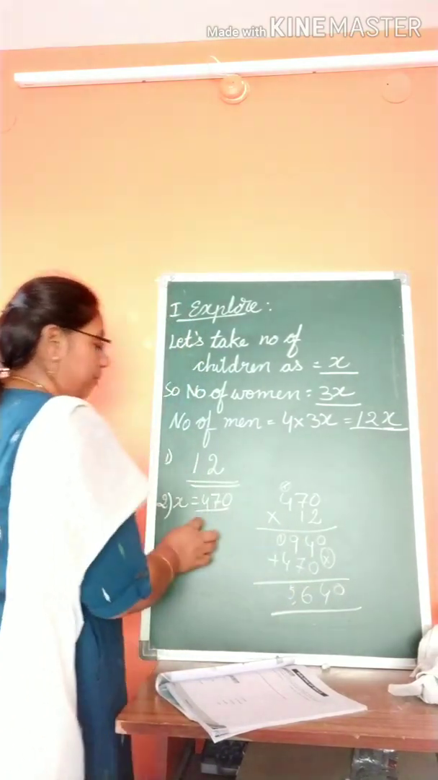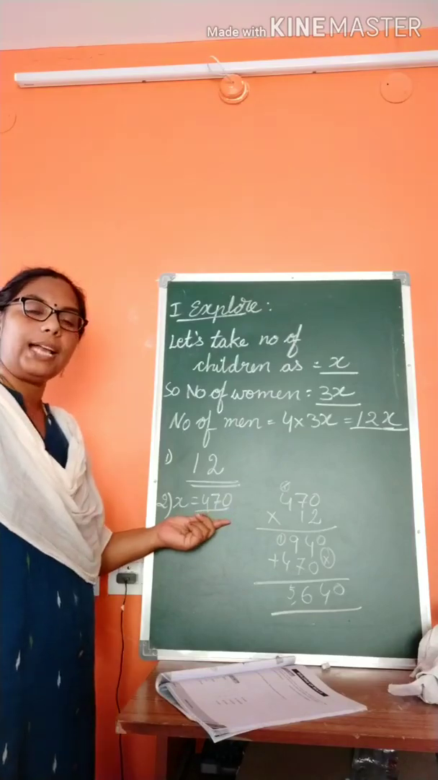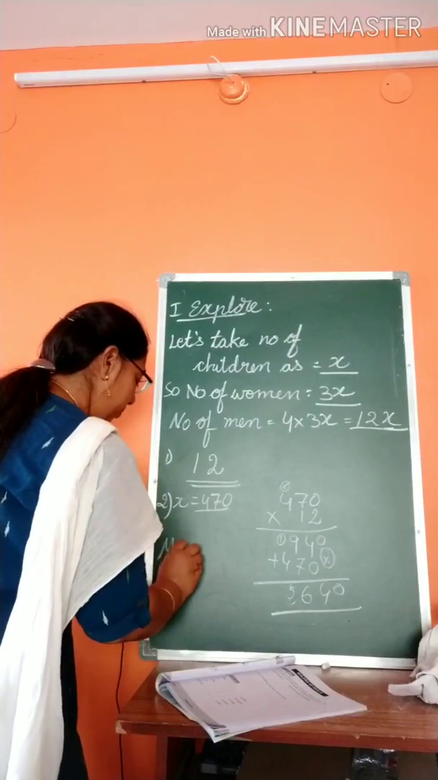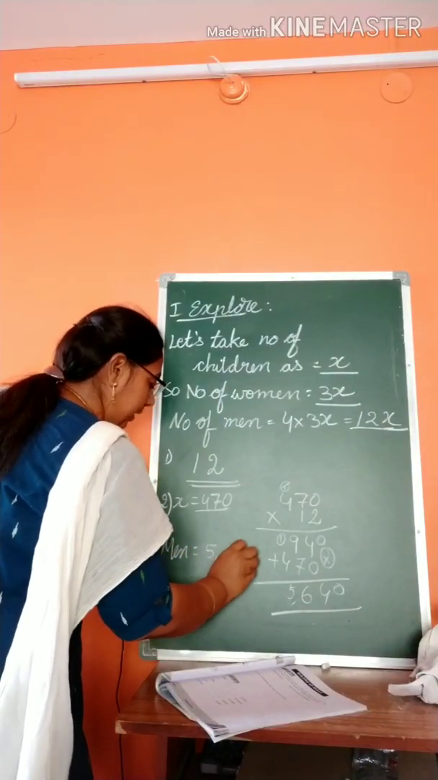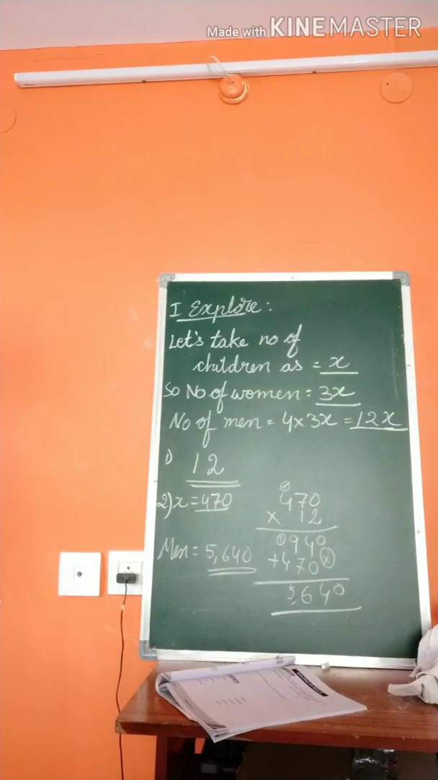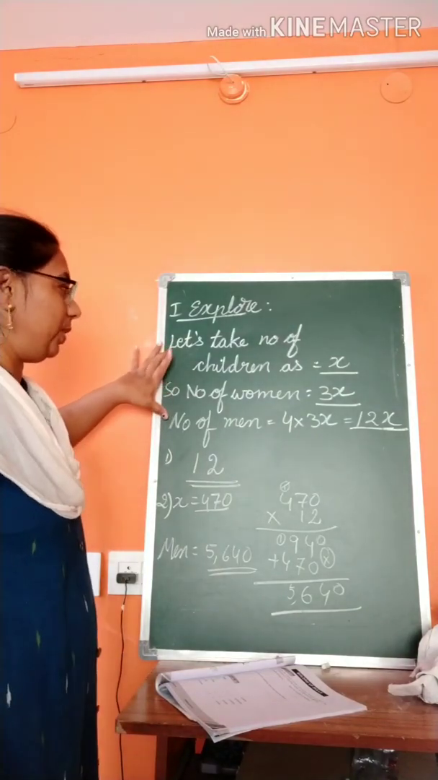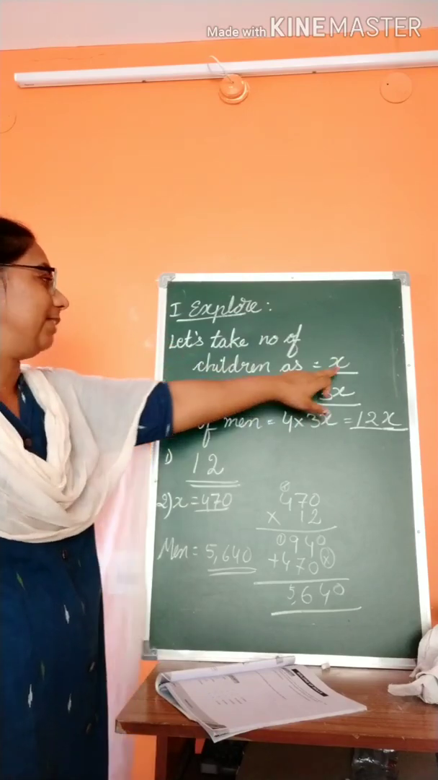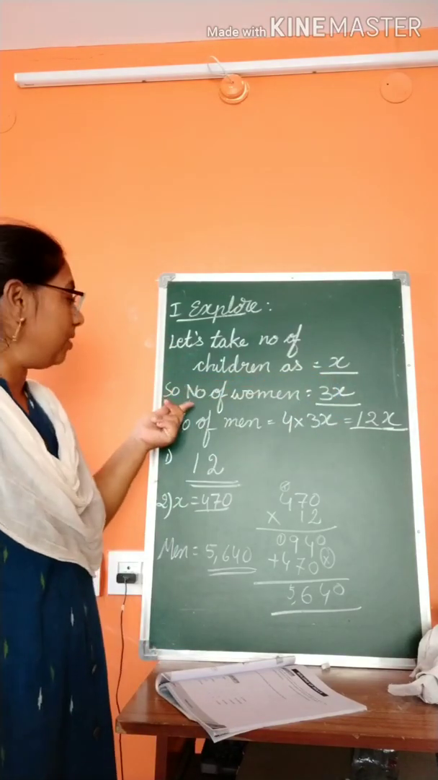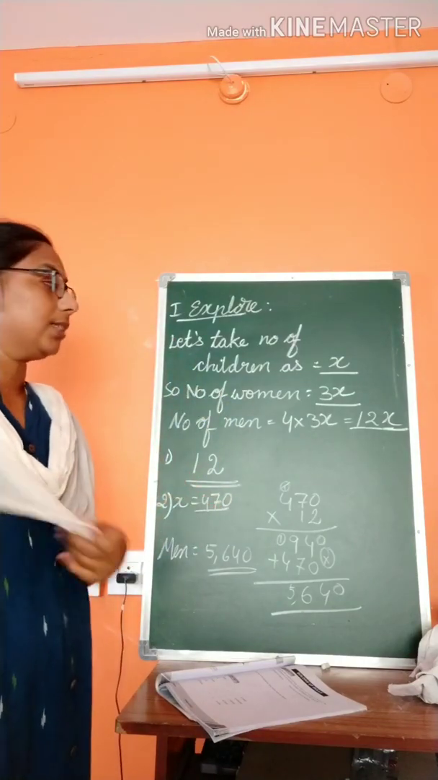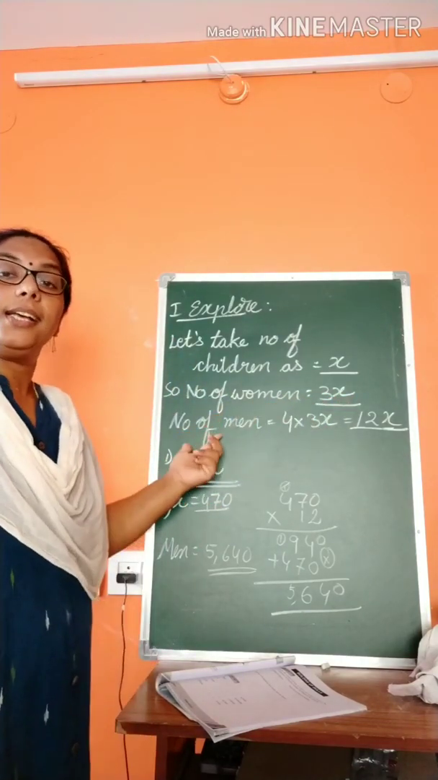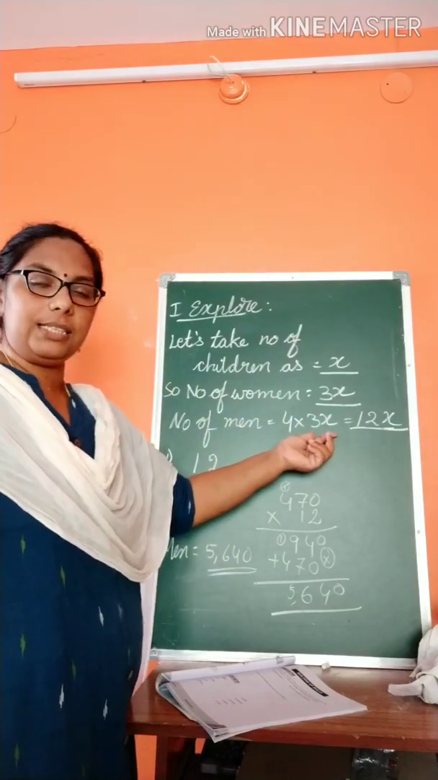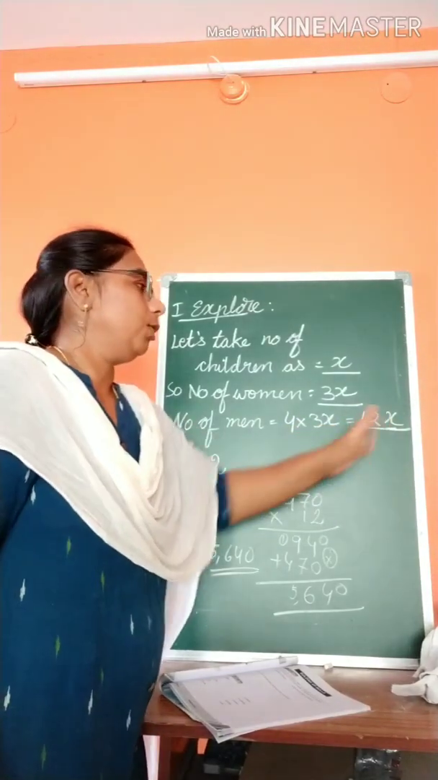So if the number of children are 470, how many men will be there? 5,640 men will be there in the stadium. Got it children? Up to here we have simply simplified the statements. The number of children, we took it as x. The number of women are 3 times that of x, means 3 into x, that is 3x. And the number of men are 4 times the number of women, means 4 into 3x. So 4 threes are 12x.